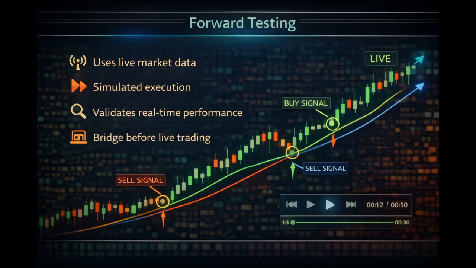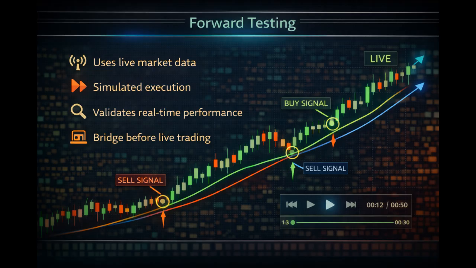For example, Trade 1. Entry price, $70,000. Exit price, $70,400. Profit, $400. Trade 2. Entry price, $70,800. Exit price, $70,500. Loss, $300. By analyzing these trades, the trader can determine whether the strategy performs consistently in real market conditions.